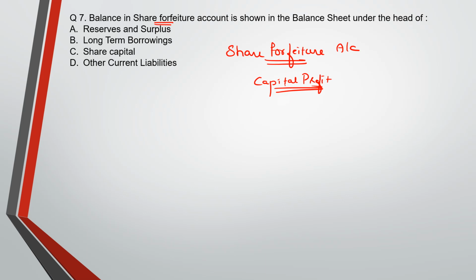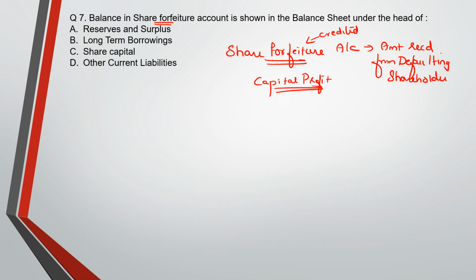Now, whatever amount has been received from the defaulting shareholder is credited to the share forfeiture account. Till it is reissued, it would continue to remain in the share forfeiture account. After those forfeited shares are reissued, then there is a separate procedure on the basis of the number of shares reissued. What is the balance would get transferred to capital reserve.